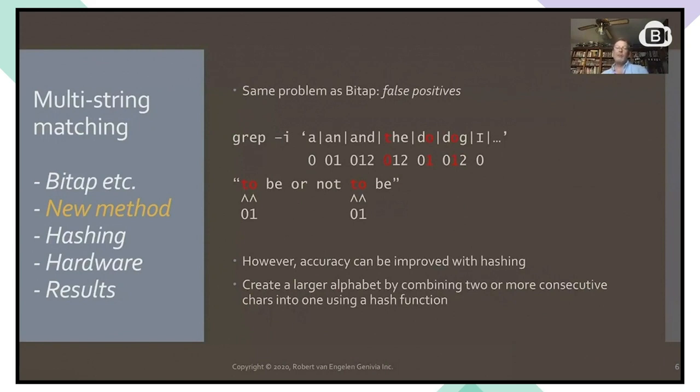For example, if we have the same set of words, and we look for matches in this particular text, we will find "to" to be a match, because the first letter can be a T, the second letter can be an O, and that's a false positive, because this is not the word that we're looking for. It's not part of the set of words that we initiated this search with. But this inaccuracy is well known with BiTAP.